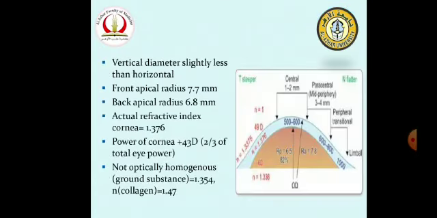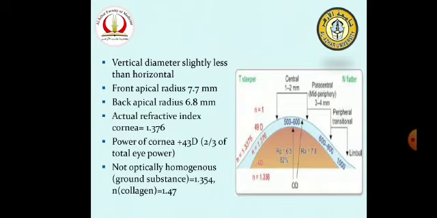Its vertical diameter is slightly less than the horizontal one. The front optical radius equals 7.7 mm, while the back optical radius equals 6.8 mm. The actual refractive index of the cornea equals 1.376. The power of the cornea equals about 40 diopters.